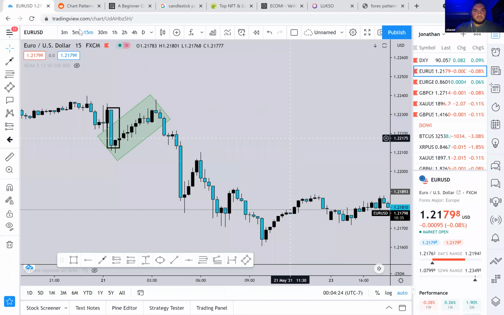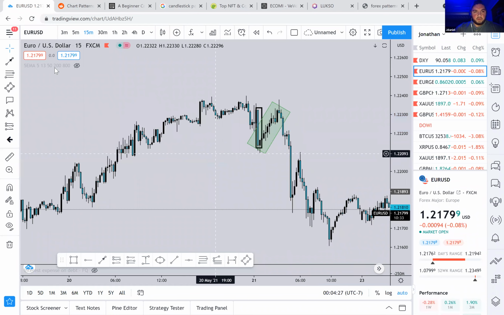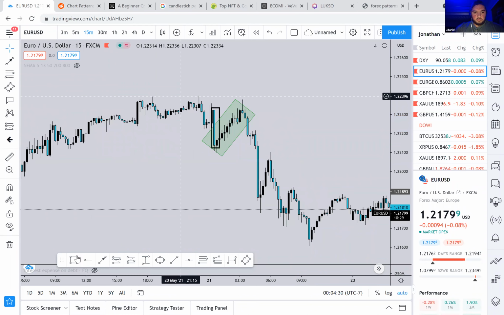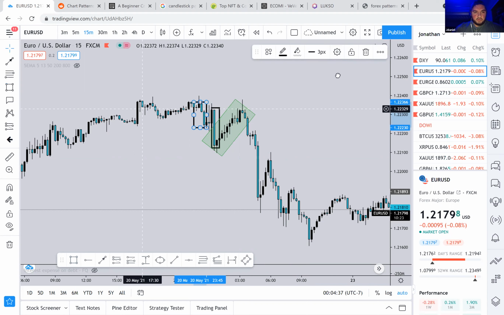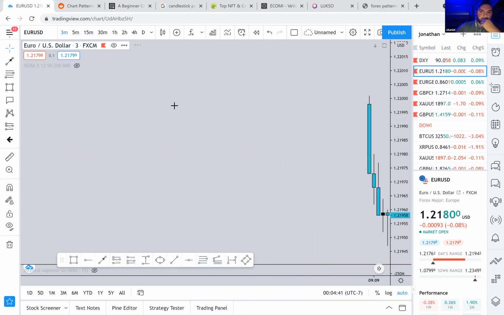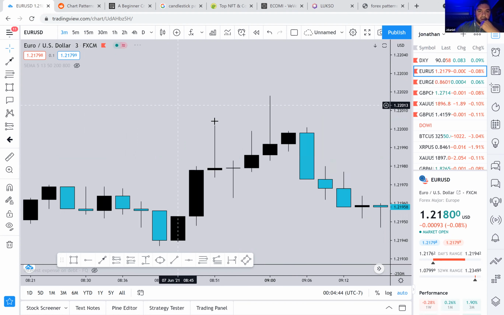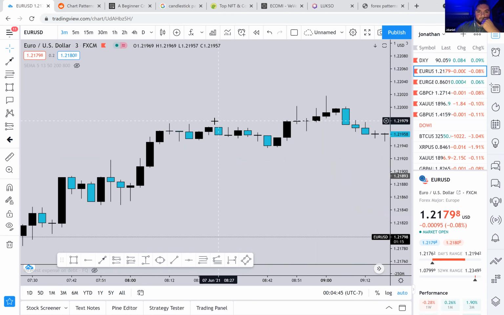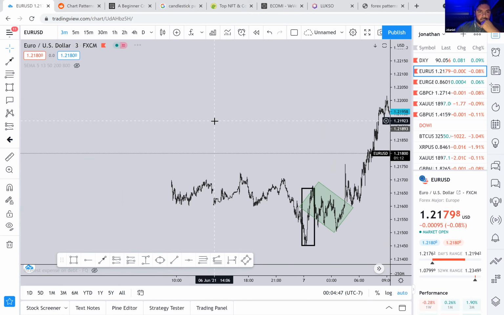This here on the lower time frame is also another one. So this is the pole. That's a pole. And then within this consolidation here, like on a 3-minute, that'll be the actual move.